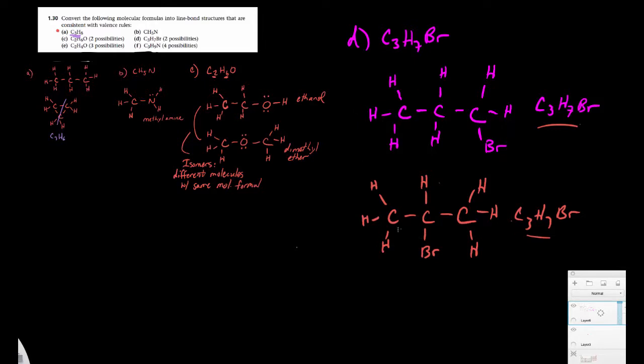And so, in fact, these are very different compounds. This one here is called 1-bromopropane. And this one, as you might guess, is called 2-bromopropane. And we'll get to how these molecules are named in a later chapter. So that's D, and then I'll leave E and F for you to try on your own.